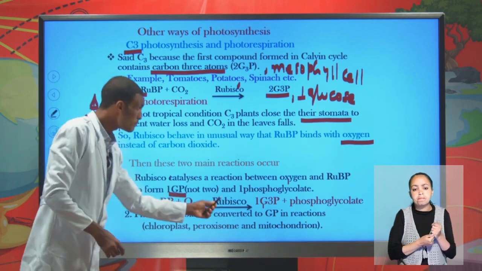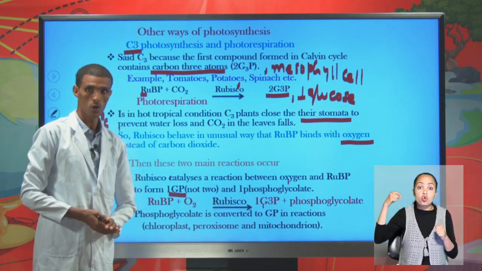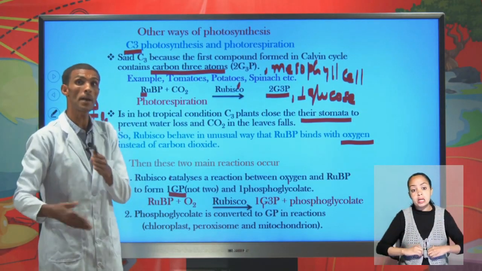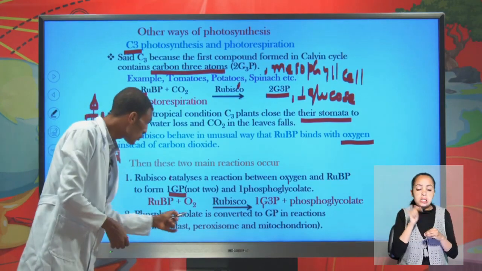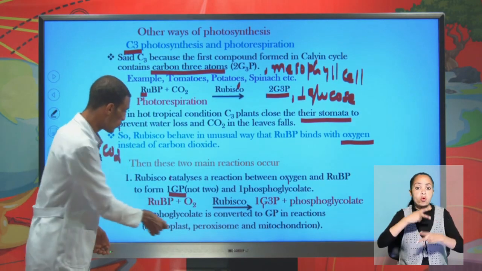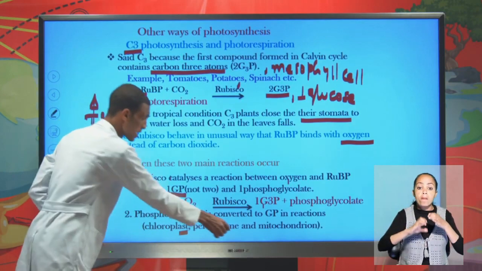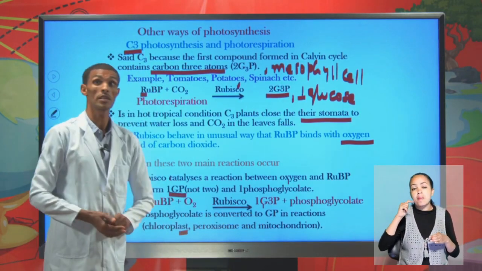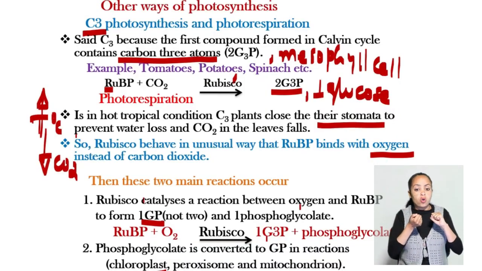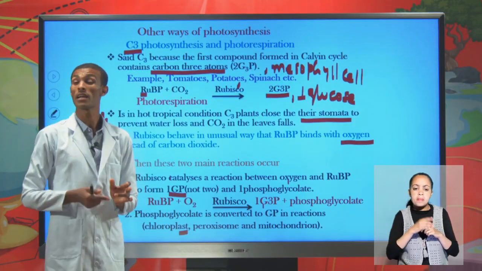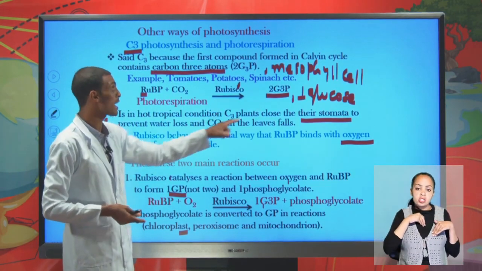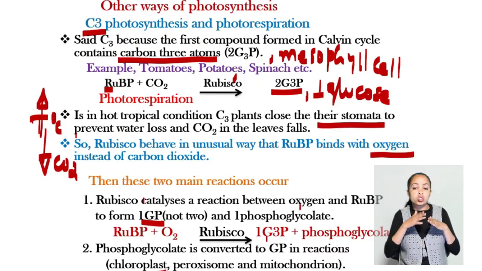Here, the plant must not stop the synthesis of glucose, which is the source of energy, the source of diet for other organisms that pass along a food chain. So here, phosphoglycolate must be converted into phosphoglycerate in a process involving the chloroplast, peroxisome, and mitochondria consequently. These three organelles are very important in conversion of phosphoglycolate into phosphoglycerate. These are the two main reactions that take place in photorespiration when C3 plants close their stomata during hot conditions.